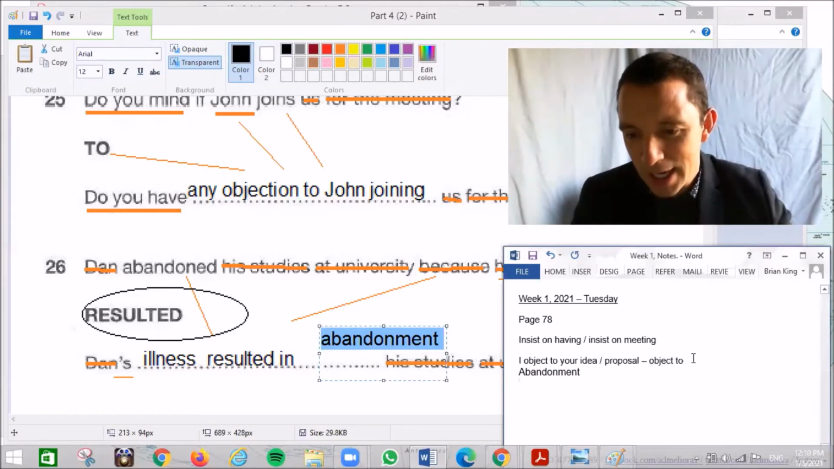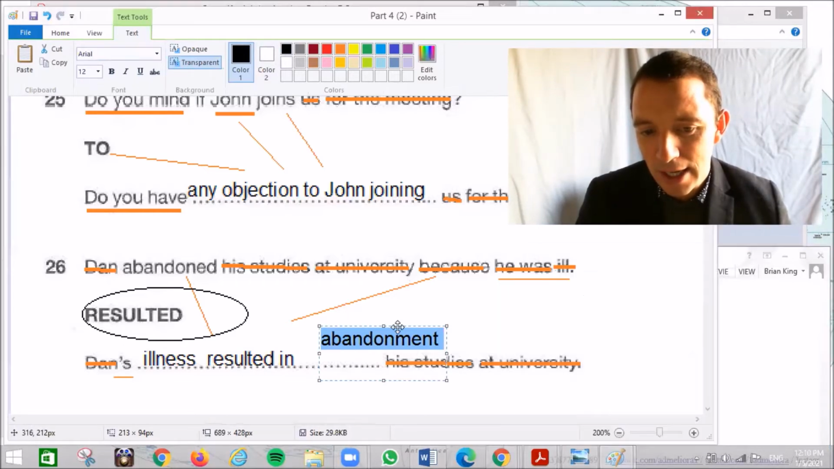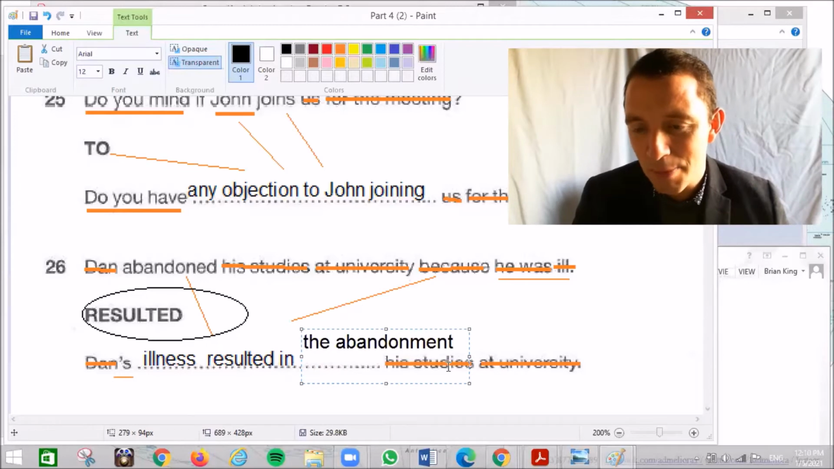Okay, so that's the correct spelling. It's a bit difficult for the spelling, but it is correct. Okay, so the abandonment, and we need the article, the abandonment. Okay, and finally, we need one extra word because it doesn't make sense at the moment.